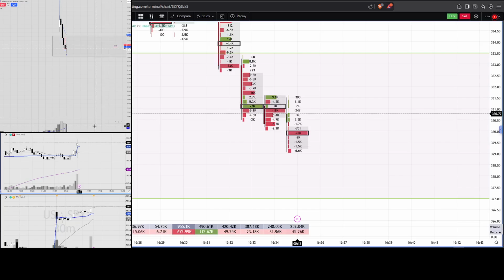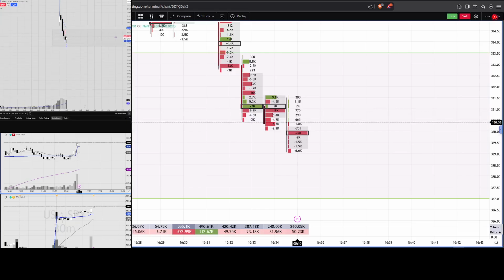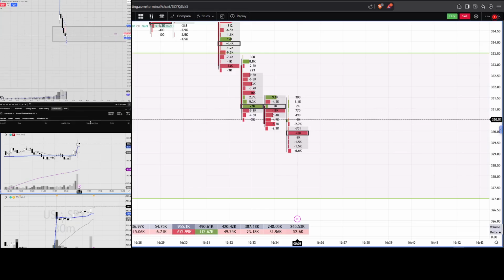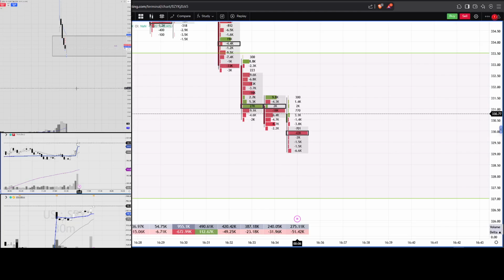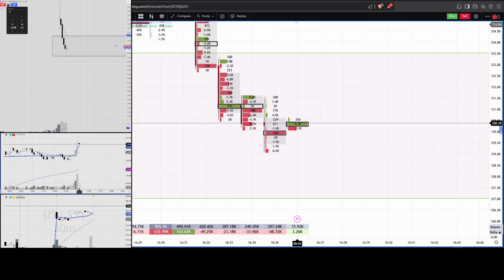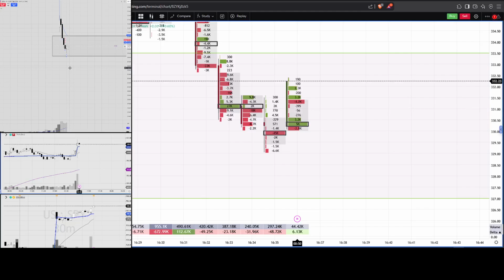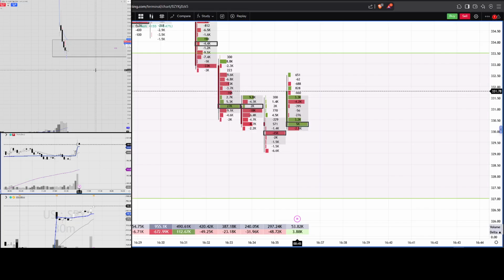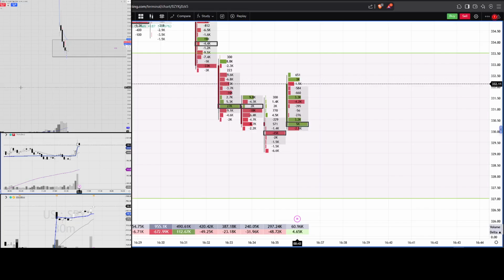Hmm. 2289. I'm net negative. I see sellers getting absorbed. I think we can expect a reversal any moment. Yeah, the price reversed on very low effort.